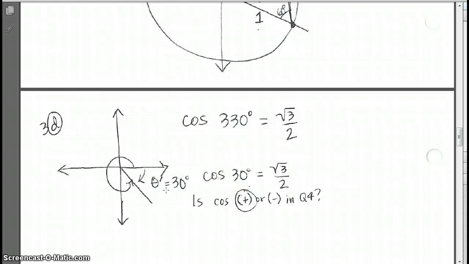360 minus 330. I use the reference angle to determine my value. The cosine of 30 degrees is the square root of 3 over 2. I'm in quadrant 4. Is cosine positive or negative in quadrant 4? Because the x-axis is positive, cosine is positive. Therefore, your final answer, radical 3 over 2.